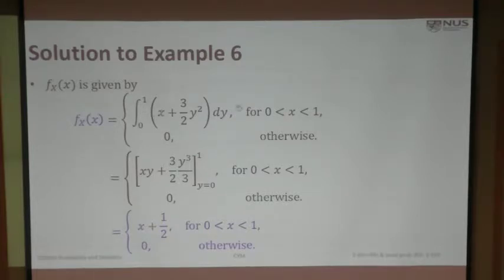Now I'm just integrating this function with respect to y. So this is x times y when I integrate it. 3 over 2 y squared is going to be 3 over 2 times y cubed over 3, so it's y cubed over 2. Between y 0 to 1, of course when y is 0 I don't care, so I just put y equal to 1 here, and I'll get x plus 1 over 2 when x is in the interval 0 to 1.